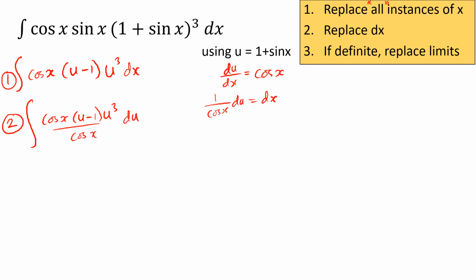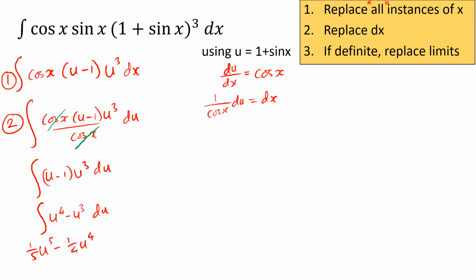What's good about that? Well, we can cancel out the cos x's. And so we end up with just having to integrate (u minus 1) times u cubed du. So even though we didn't get rid of all the x's at the start, because that cos x looked awkward, the version of dx that we used got rid of it. What can we do with this? We could expand this out, u to the 4 minus u cubed du, and then we'll just integrate that. So that'll be a fifth u to the 5, minus a quarter u to the 4 plus c.